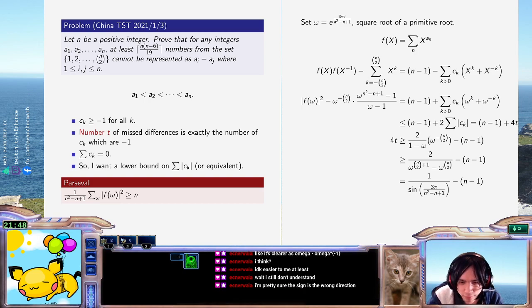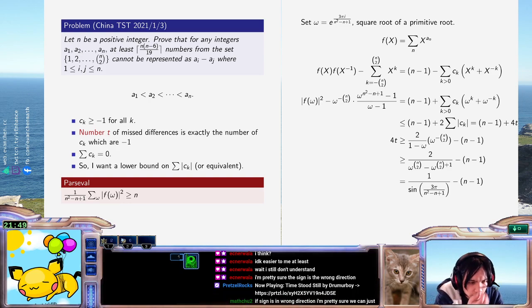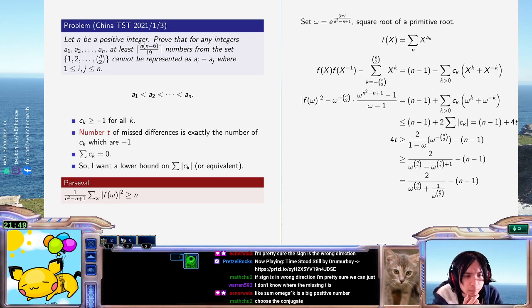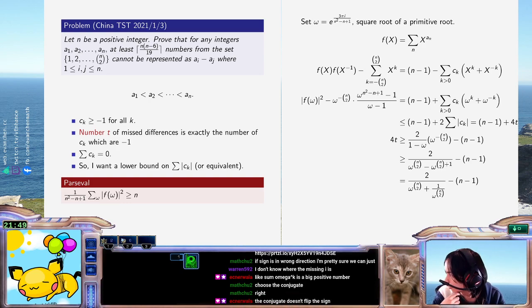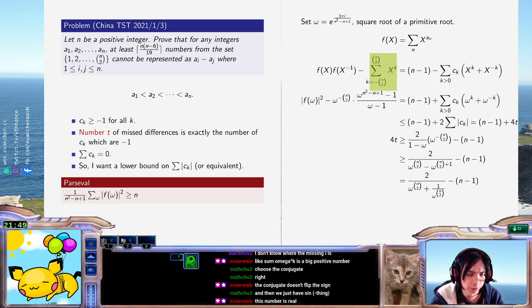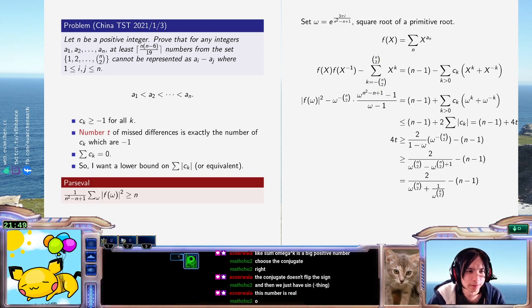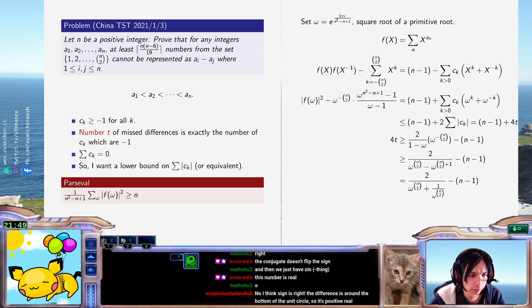Yeah, this is n choose 2 minus plus 1. So this is omega to the n choose 2 plus 1 over... no, choosing the conjugate won't change anything. Because here, when you look at this thing, this is the sum of cosines. So if you take the complex conjugate, this doesn't matter. I think the problem is that this thing is a primitive 2n squared minus 2n plus first root to unity.